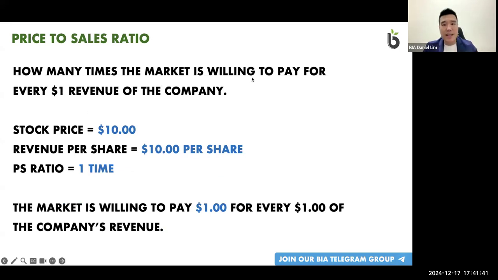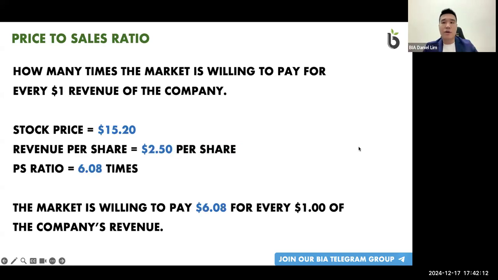So how many times is the market willing to pay for every $1 of revenue of the company? Let's say the stock price is $10, and the revenue per share of that company, coincidentally, is $10 per share. That means the price to sales ratio is 1 time. Why? Because the formula is stock price divided by the revenue per share. That means the market is willing to pay $1 for every $1 of the company's revenue.